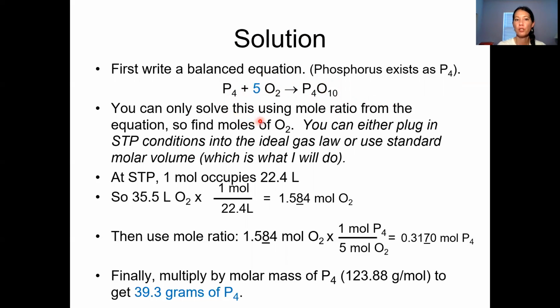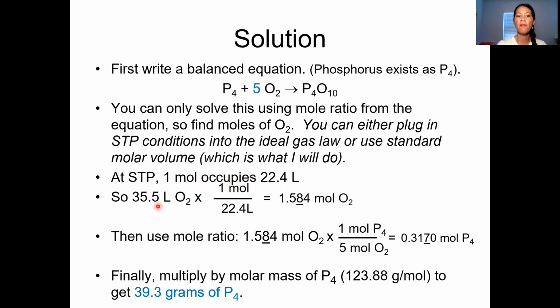So let's find moles of O2. There are 2 ways you can do this. Since I give you the volume, you need to use either the ideal gas law or standard molar volume from STP conditions. If you use the ideal gas law, just plug in STP conditions, 273 Kelvin, 1 atm, the volume of the oxygen, and you can solve for moles. Or you can use standard molar volume, which is what I'm going to do. At STP, we know that 1 mole of any ideal gas occupies 22.4 liters. So I'm going to use that as a conversion factor.